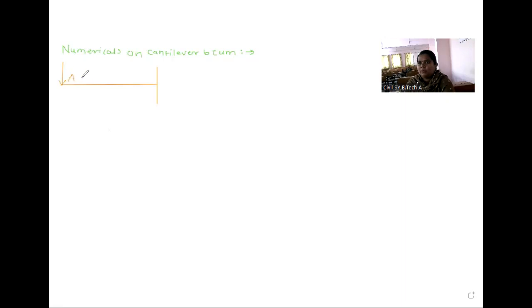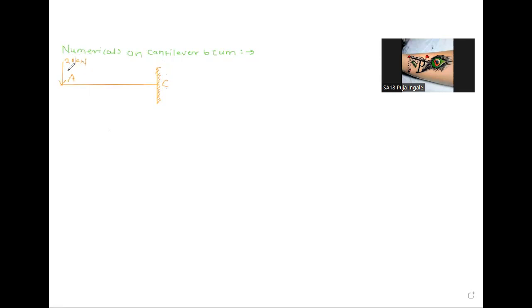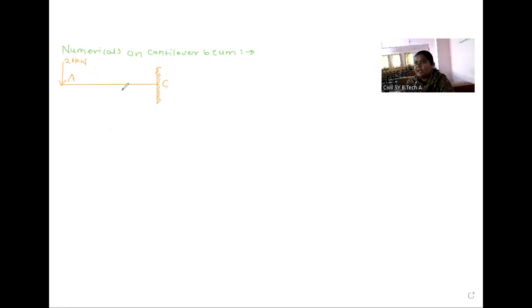This is cantilever beam ABC, with end C fixed, and at end A a point load is applied. The intensity of the point load is 20 kilonewton. At point B, a couple of 80 kilonewton meter is acting. The span from A to B is 4 meter and from B to C is 2 meter.